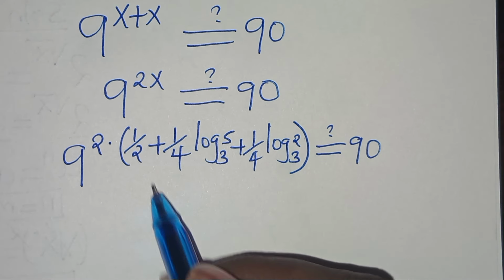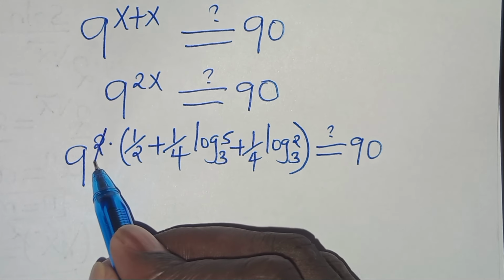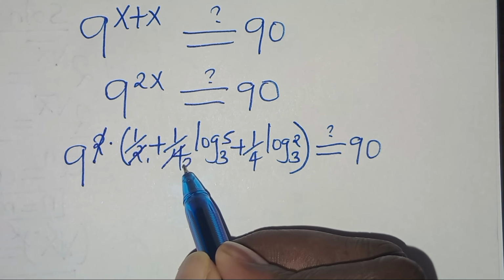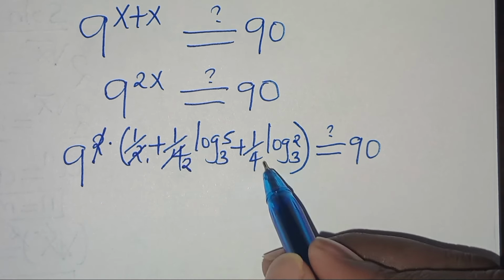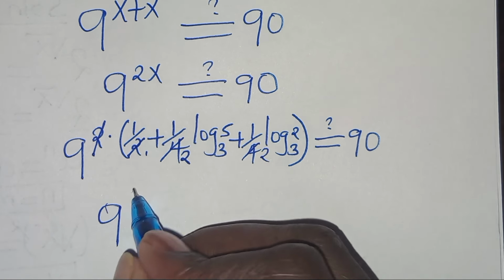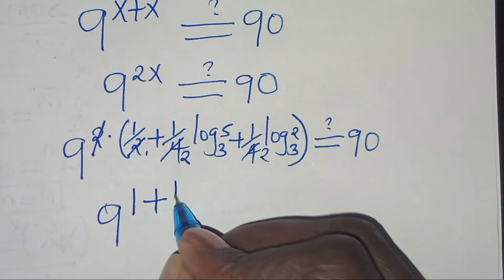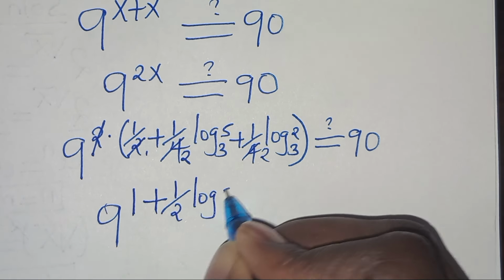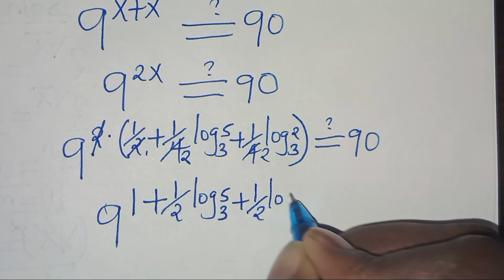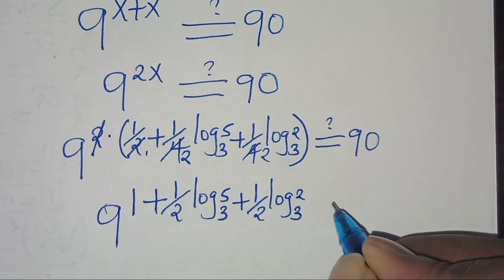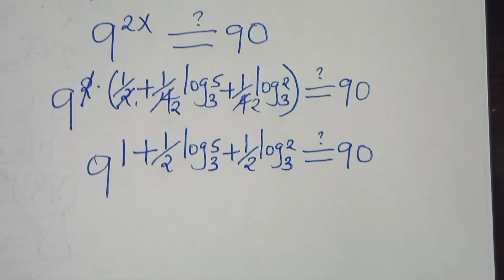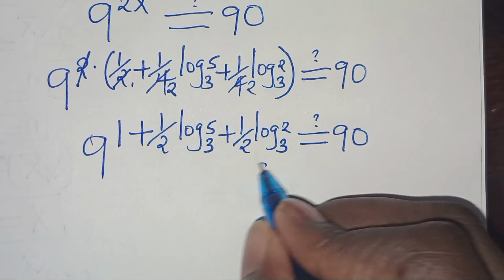Now, here we can simplify. 2 divided by 2 is 1. Now, 1 over 4 times 2, this is actually equal to 1 over 2. So here we have 9 to the power of 1 plus 1 over 2 log 5 to base 3, then plus 1 over 2 log 2 to base 3, and this is supposed to give us a value of 90.